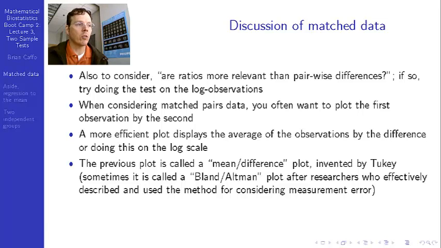So anyway, this plot is called the mean difference plot. It was invented by Tukey and is often called a Bland-Altman plot, from the very well-known paper by Bland and Altman, who added quite a bit of inference on top of it.